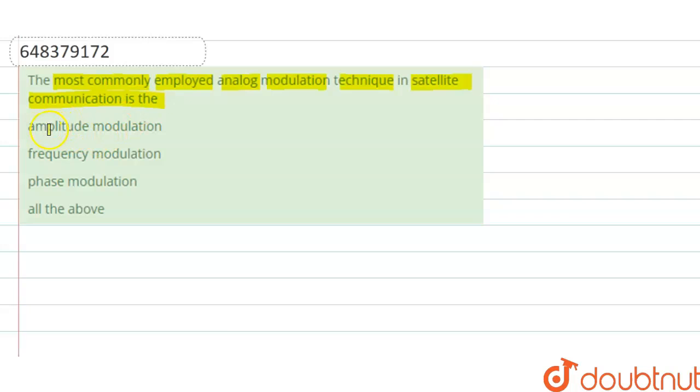Hello friends, here the question is: the most commonly employed analog modulation technique in satellite communication is. Options are amplitude modulation, frequency modulation, phase modulation, and all of the above.